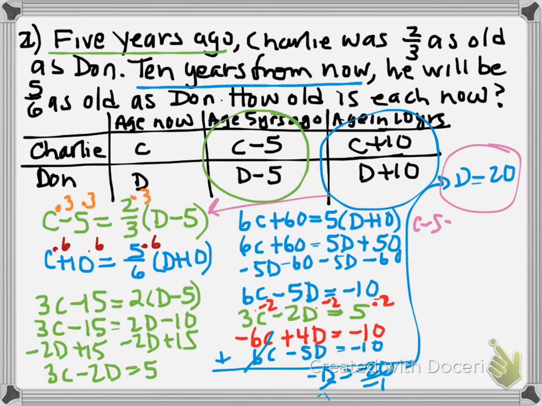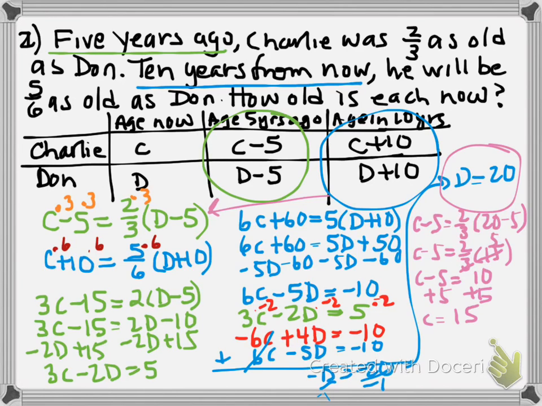So c minus 5 equals 2/3 times the quantity 20 minus 5. So c minus 5 equals 2/3 times 15. 3 goes into 15 5 times. C minus 5 is 2 times 5, or 10. And I add 5 to both sides. And I get c equals 15. So according to this, I get Dawn is 20 years old. And Charlie is 15 years old.